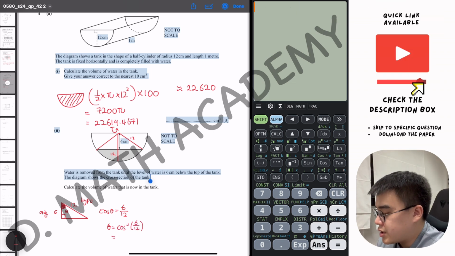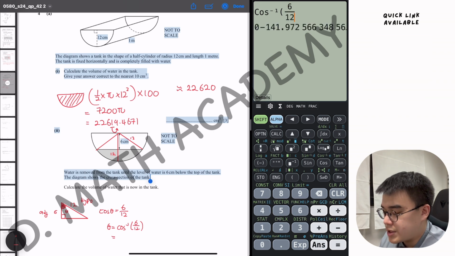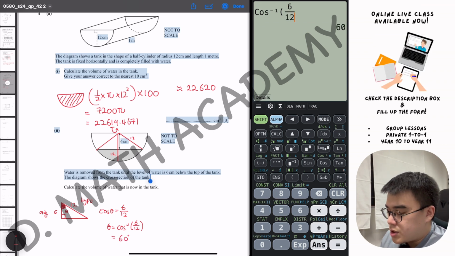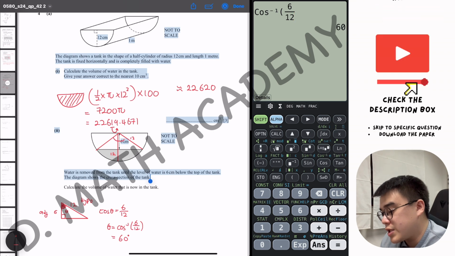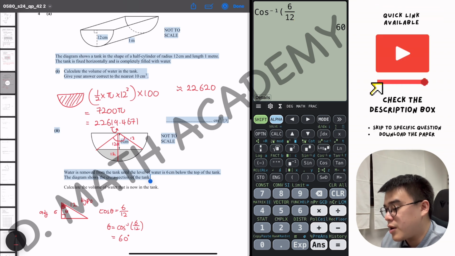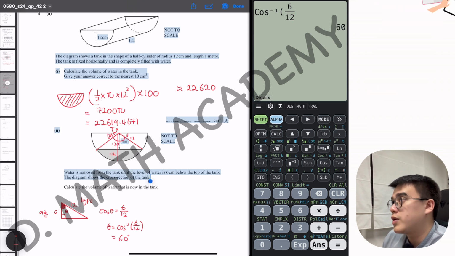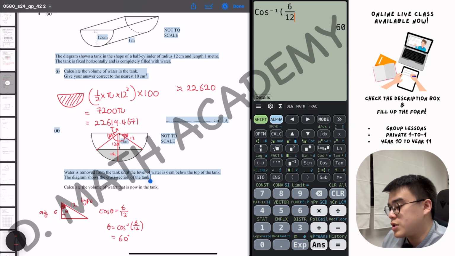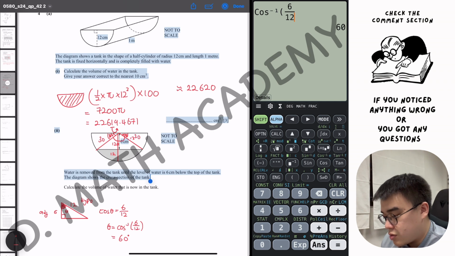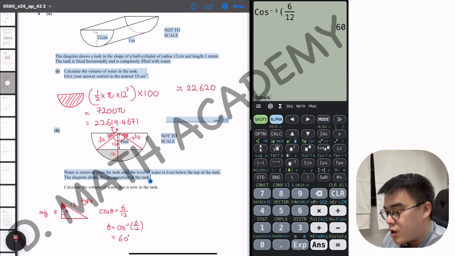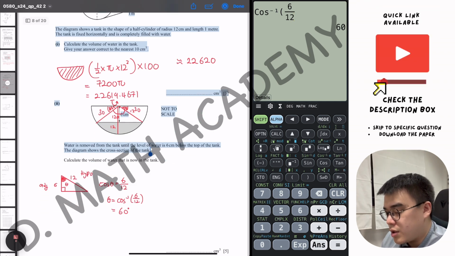Cosine inverse 6 over 12, which turns out to be 60 degrees. So this 60 degrees here might be able to find us the answer, because 60 and 60 is 120, and then the remaining part should be worth 30 each. Okay, so we have quite a bit of the answer already, apparently.